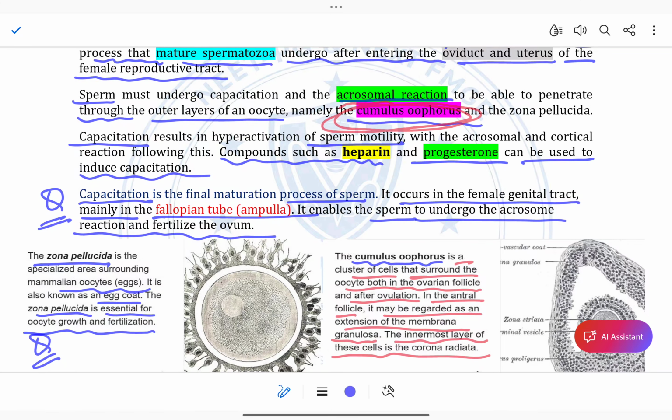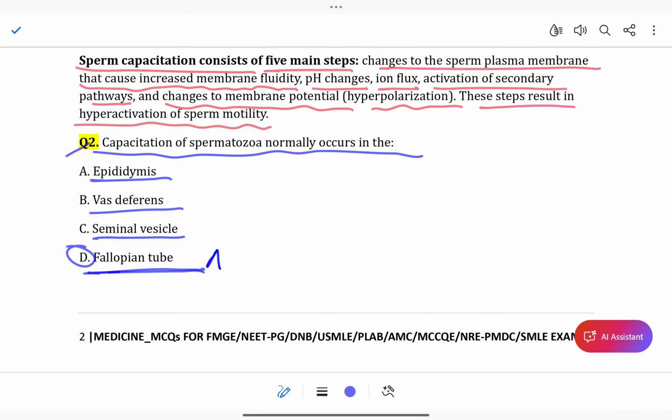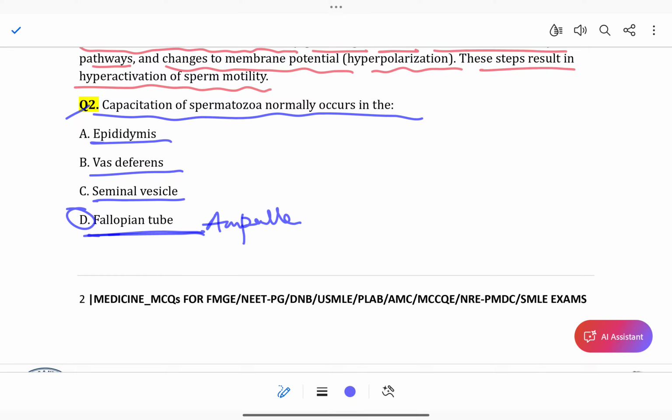Here, capacitation, the final maturation process of sperm, occurs in the female genital tract, mainly in the ampulla or fallopian tube. Fallopian tube or ampulla. I have already shown you the ampulla here. So this is very important.